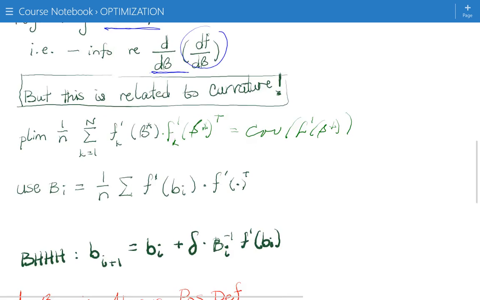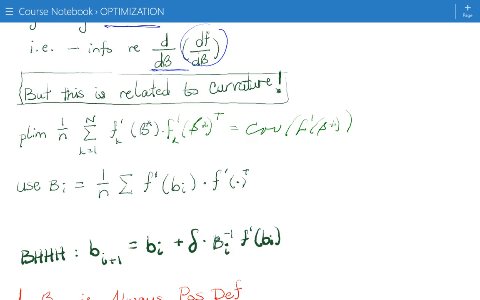But this should be recognizable. It's related to curvature. And this is what they recognized. They recognized that this is giving information about the curvature, and they noted that the p-lim of the quantity where you take the derivative of the likelihood function at the optimal value, essentially the sample average using 1 over n of the squared derivatives, is equal to the covariance of the derivatives at that point.